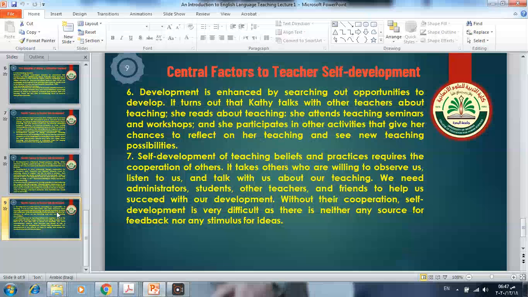So we have to ask our colleagues, our administrators, and our students to reflect and to provide us with feedback about our teaching. Once we get feedback, we can analyze it and work on the less effective ways that we are using, and we can improve them. So cooperation is another crucial factor for teacher self-development.